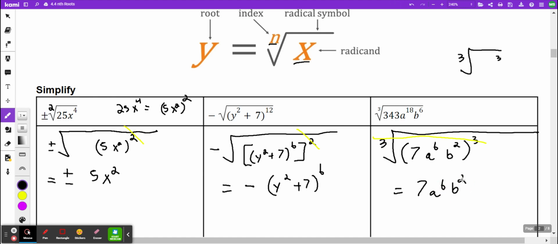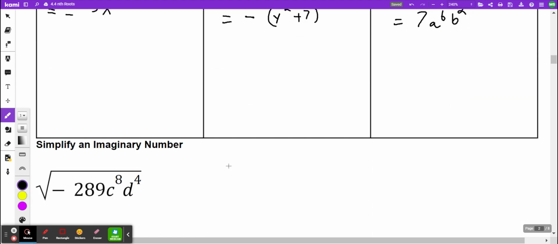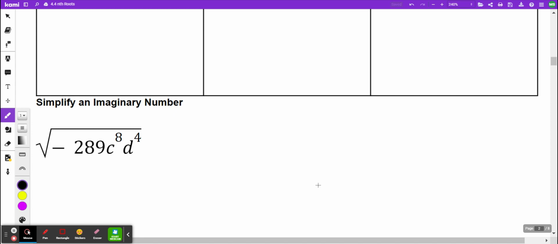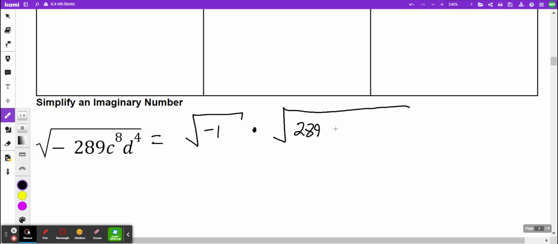Here we go. Now, hold up a second. We're going to do one more. Let's simplify this imaginary number. And why do I say it's imaginary? Because I can't simplify negative 289. So I know that what I'm going to do is pull out the negative, and then I'm going to have the square root of 289, and I'm going to have to simplify that.